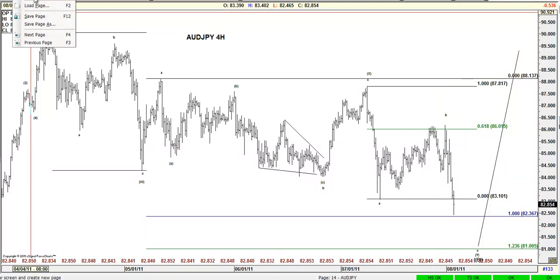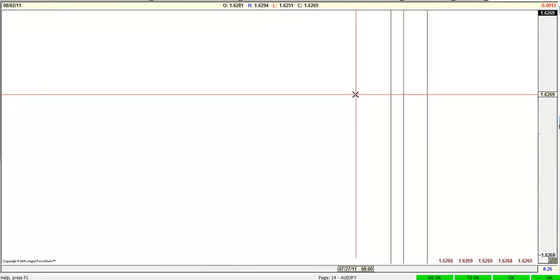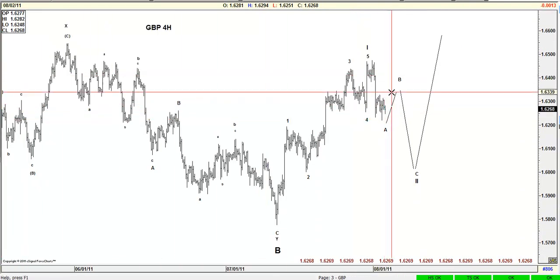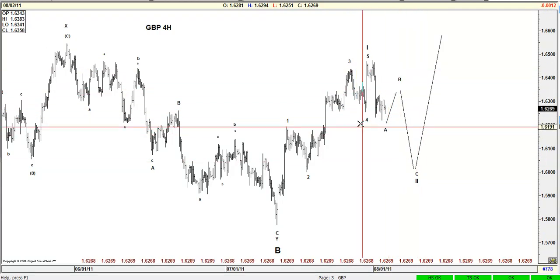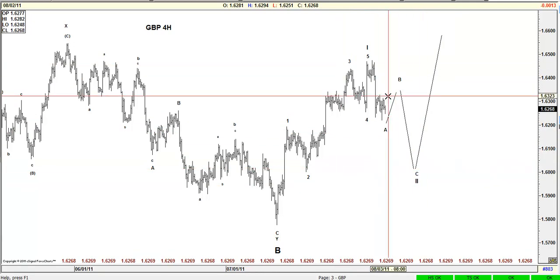Cable, I think that cable is ending the wave A. It's gonna bounce big before a C, and this goes pretty well with the count that we mentioned on the euro. Okay, guys.